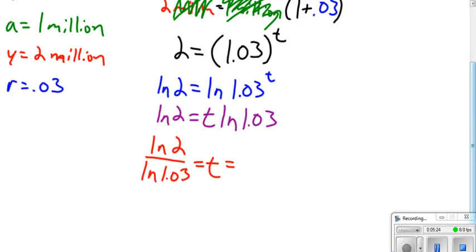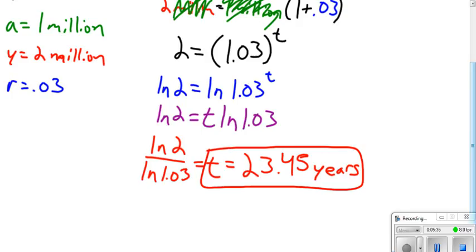Solving that out on our calculator then, t equals 23.45 years. So after about 24 years, that city is going to go from 1 million people to 2 million people. Pretty neat.